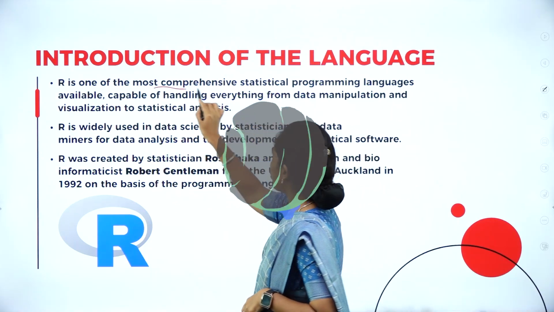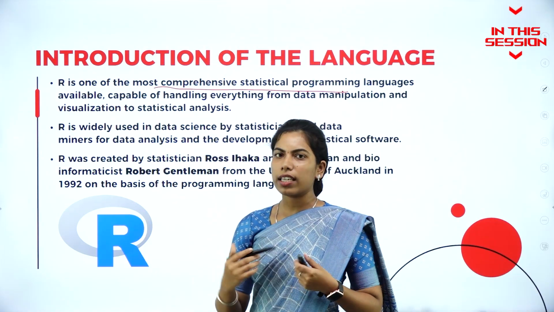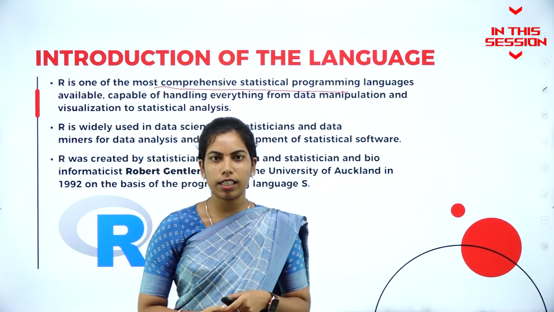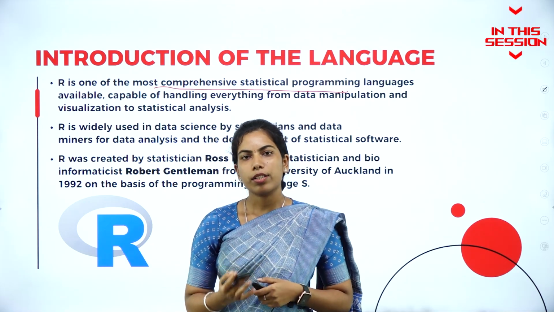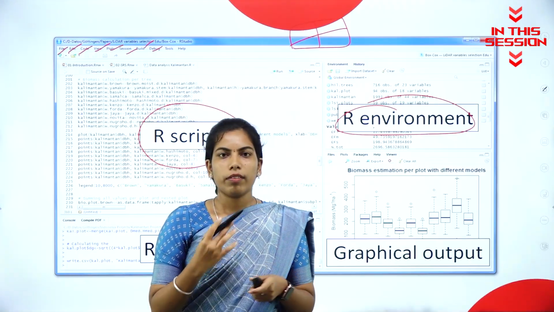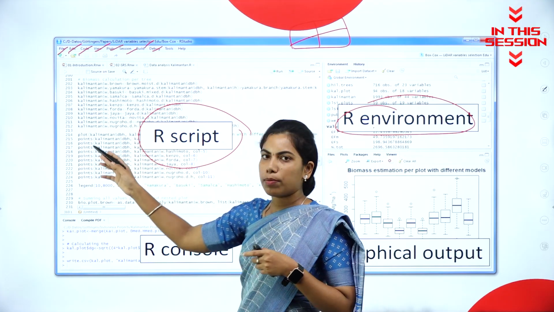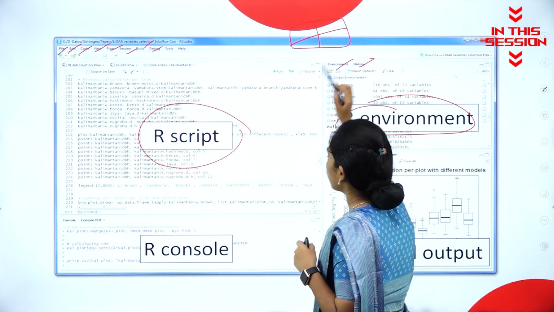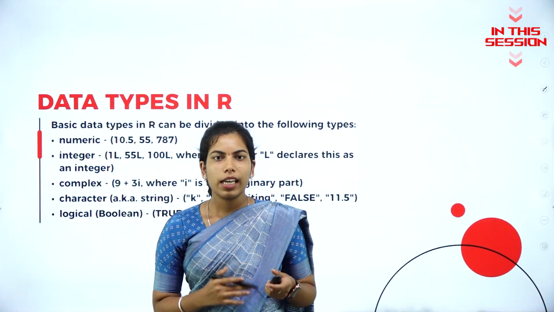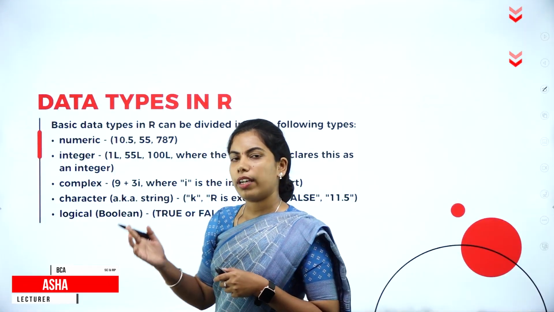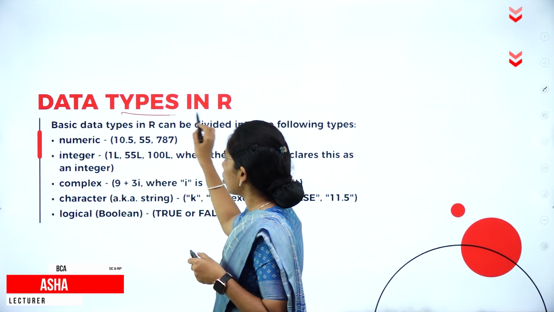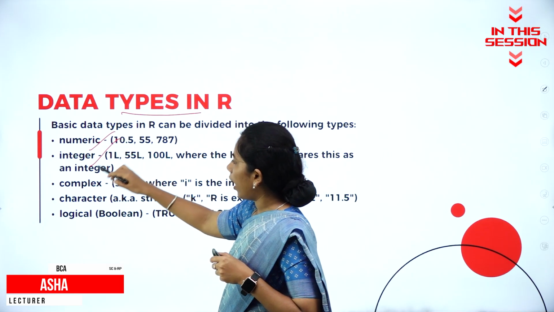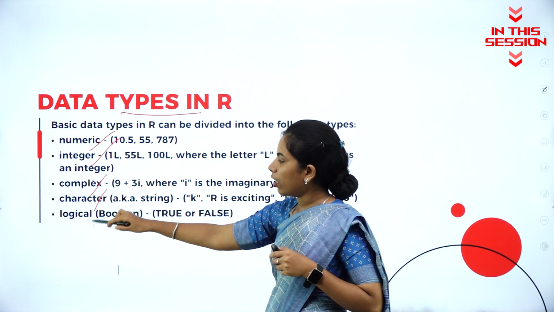R is one of the most comprehensive statistical languages. R is mainly used for statistical purposes, and it is also a high level language. Whatever the code contains, any data types or the history, will be displayed here. So that's why there is history and also environment. Got it? Every language has its own data types. Likewise R has its own data types. So these are all the basic and important data types.